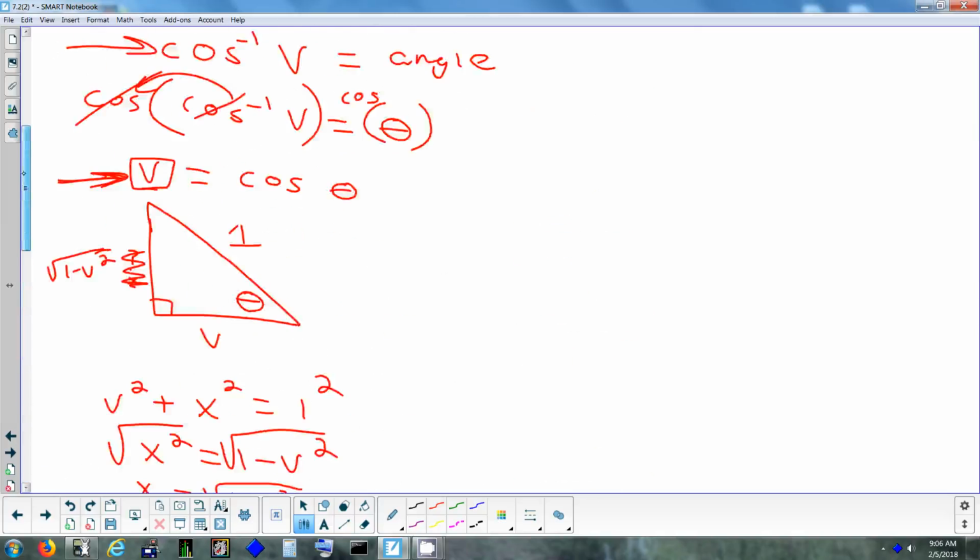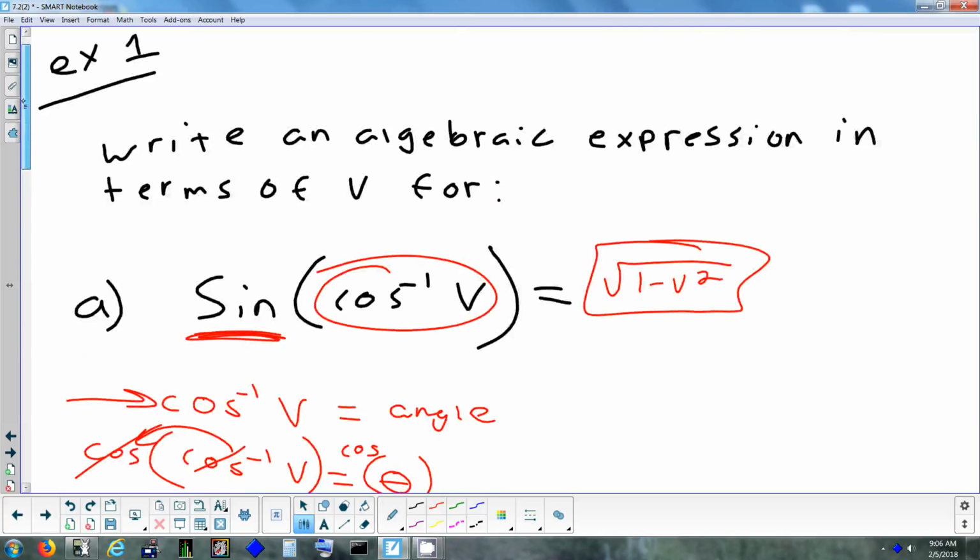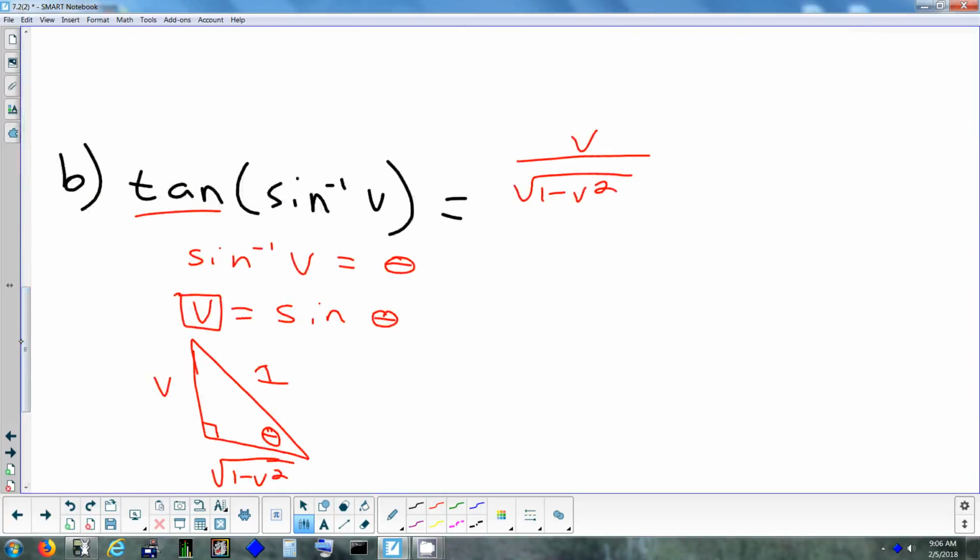Now technically we've answered the question. Write an algebraic expression. I've done that. But what's wrong with that algebraic expression that we might not normally leave it that way? Megan? There's the square root under the denominator. Yeah, we normally wouldn't want to leave that square root in the denominator.